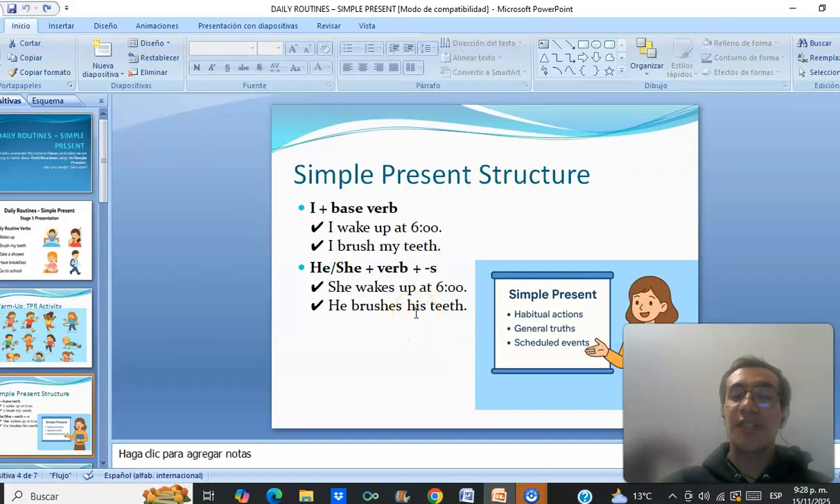You are going to describe the daily routines. As I was letting you know previously, when you talk about he, she, you are going to use the main verb plus the s. She wakes up at 6 a.m., he brushes his teeth. That is the difference. Only you need to use an additional s, and depending on the verb, you can use es, like in brush, like in watch. He watches TV. And that is something important to have into account.